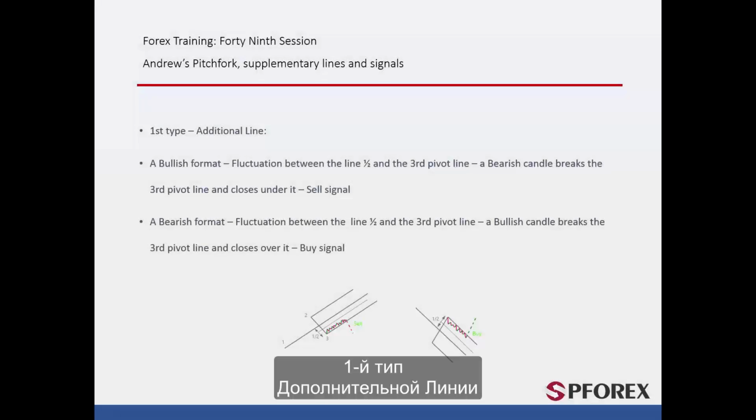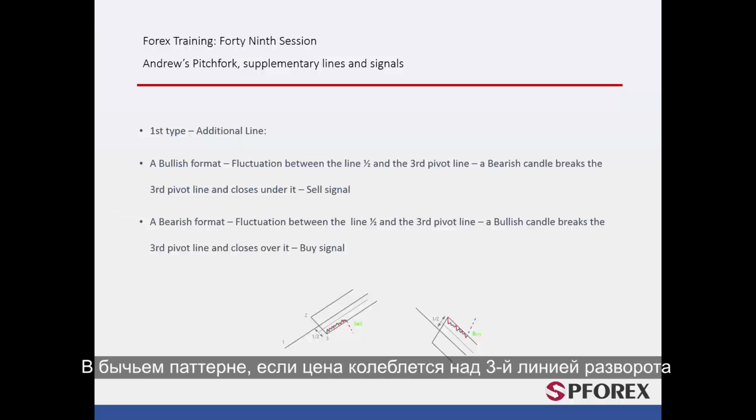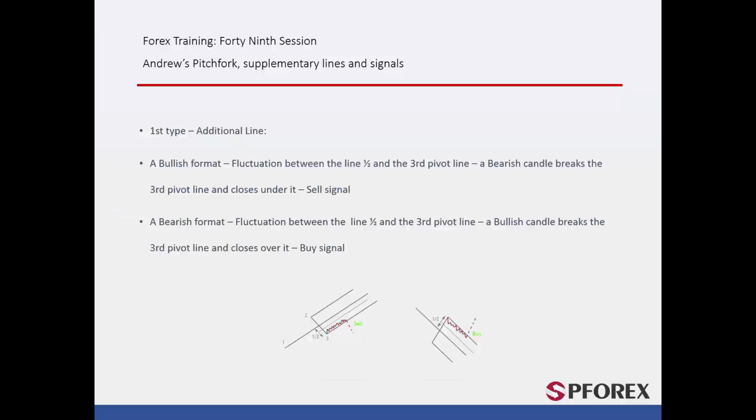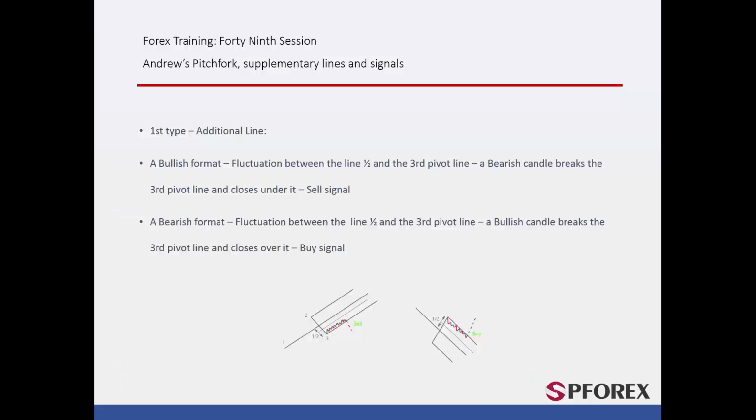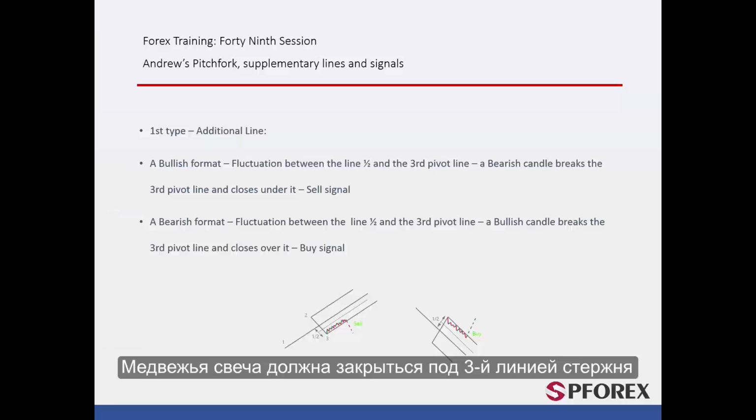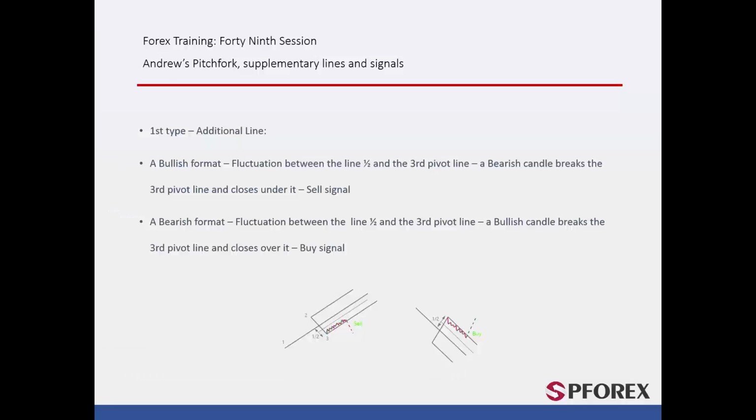First type, additional line. In a bullish pattern, if a price fluctuates over the third pivot line, which eventually breaks this line by a bearish candle, then a valid sell signal is generated only if the price fluctuation could not break the line between the first and third pivot lines. The bearish candle must close under the third pivot line.